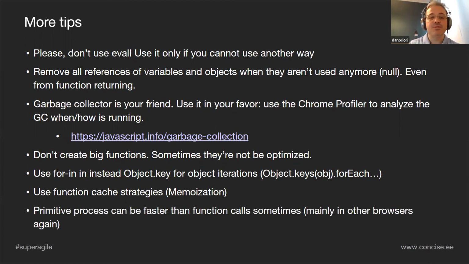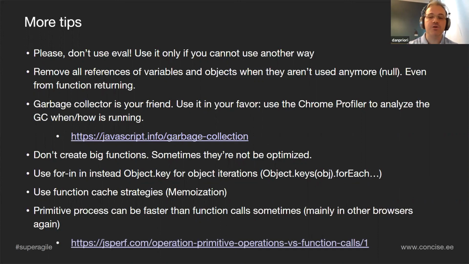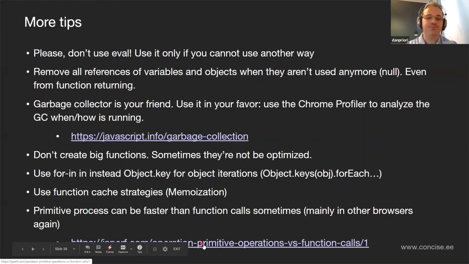Another tip is to try to use primitive operations instead of function calls, because sometimes primitive operations can be faster than function calls, mainly in other browsers. In Chrome, we don't have too much of this problem with function calls. But in Microsoft Edge, for example, we have this kind of problem. I can show you with this perf test here.